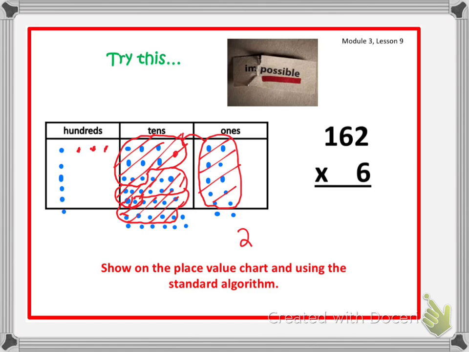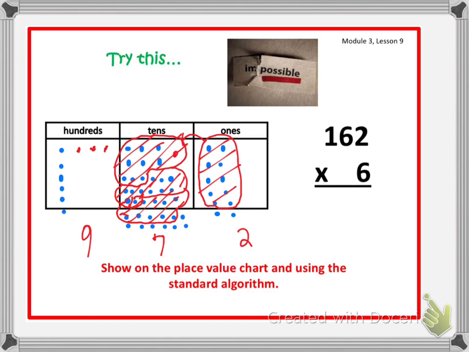How many are we left with? We're left with 1, 2, 3, 4, 5, 6, 7. 7 tens. How many hundreds do we have? We have 1, 2, 3, 4, 5, 6, 7, 8, 9. Not enough to make 1,000. So we have 9 hundreds. So let's see if we can get this in our partial product view.